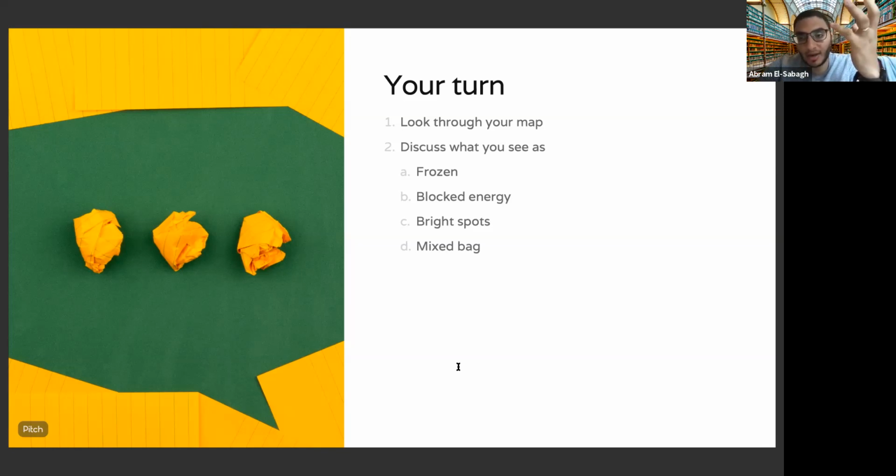Kyle, why do you think this part is frozen? I was actually thinking it's a bright spot. Or why is this a mixed bag? I was actually thinking it's blocked energy. So have that conversation as a team. Don't just do it in silence.